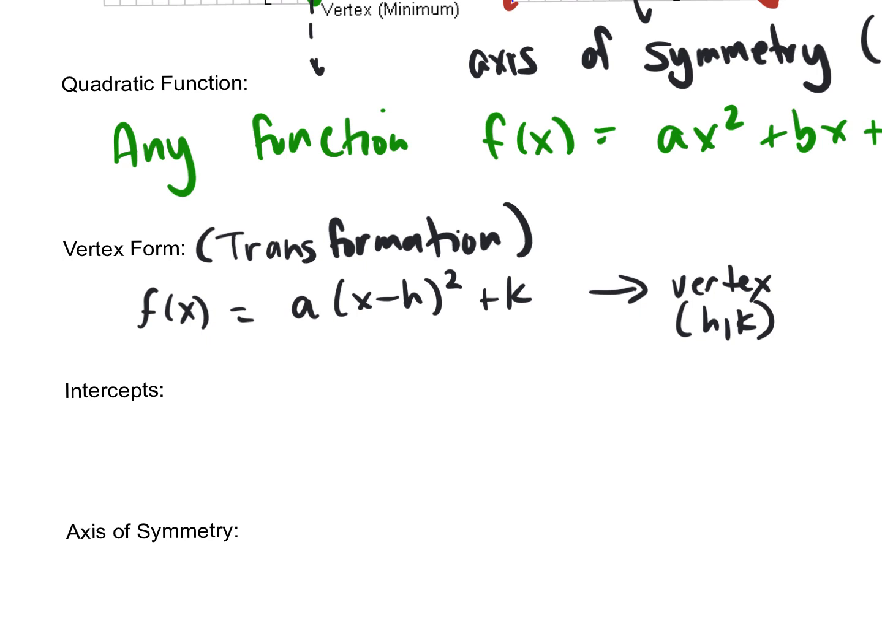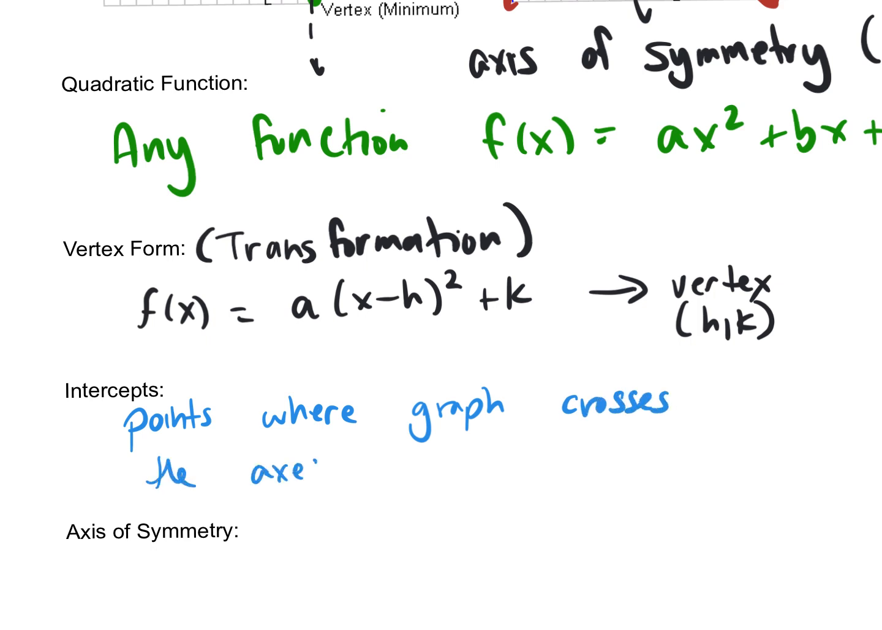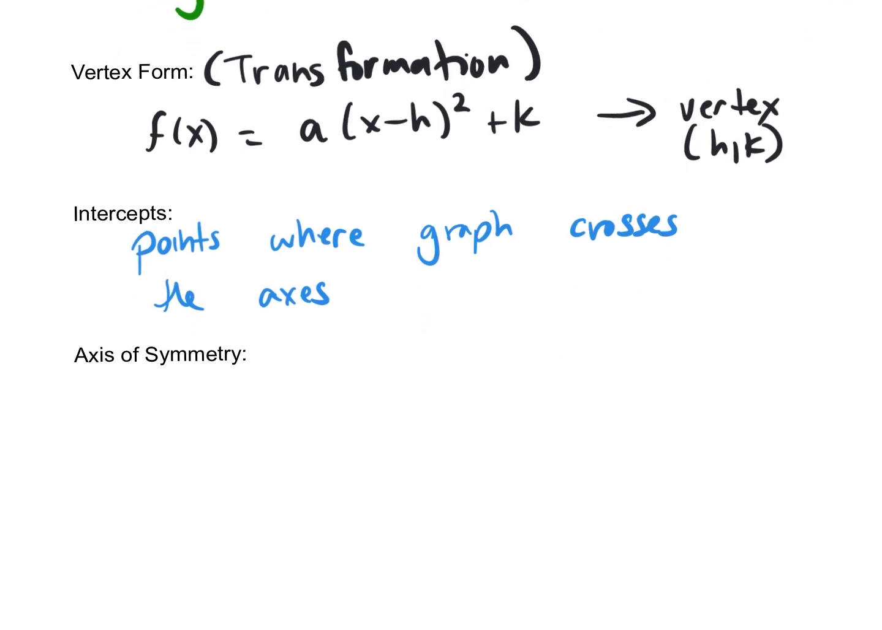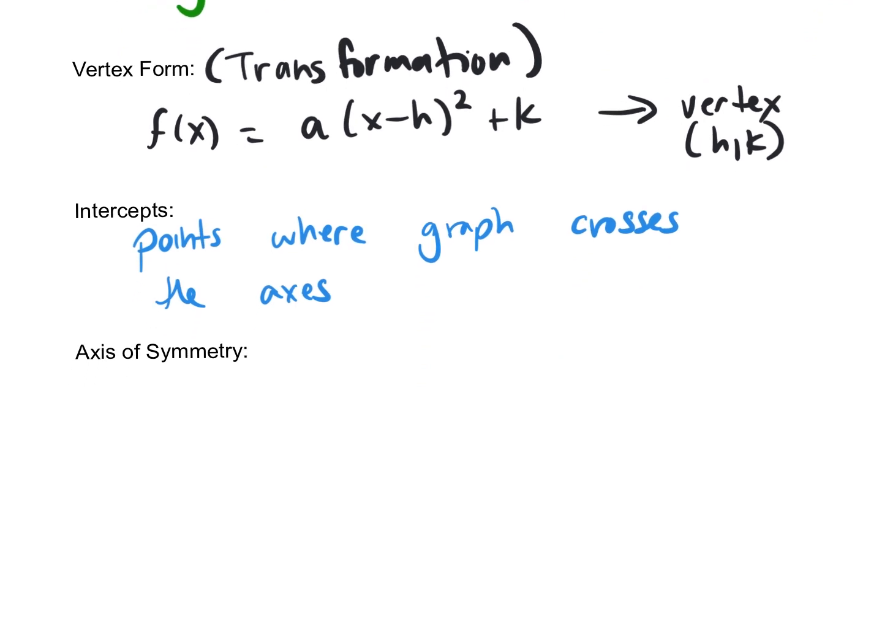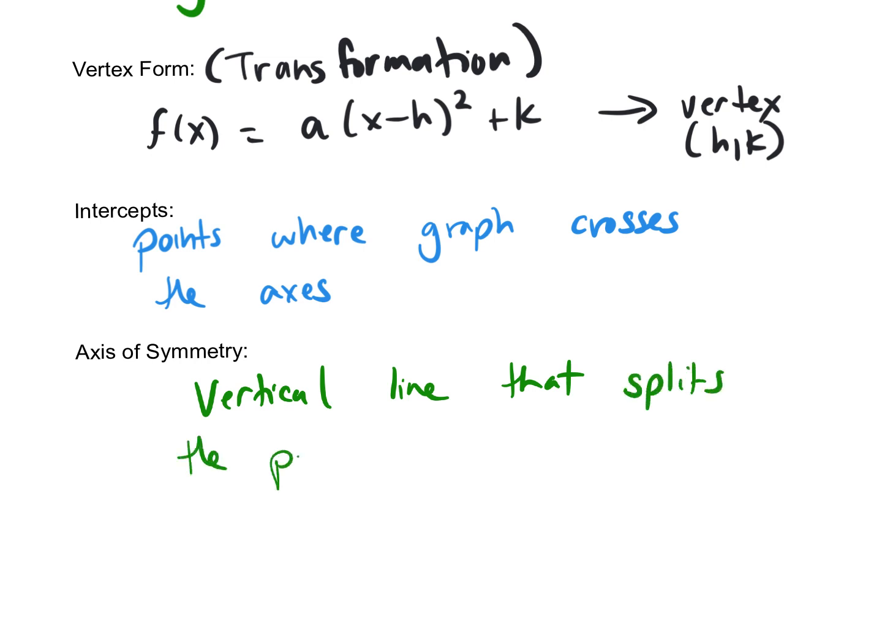Now the x-intercept, or the intercepts in general, we talked about above. That's simply the points where the graph crosses the axis. And that could be x or y axes, so those are fine. And then the axis of symmetry, that's the line we talked about earlier. That's going to be the vertical line that splits the parabola in two equal parts. So it's going to have two equal sides. They'll be equidistant from this line.